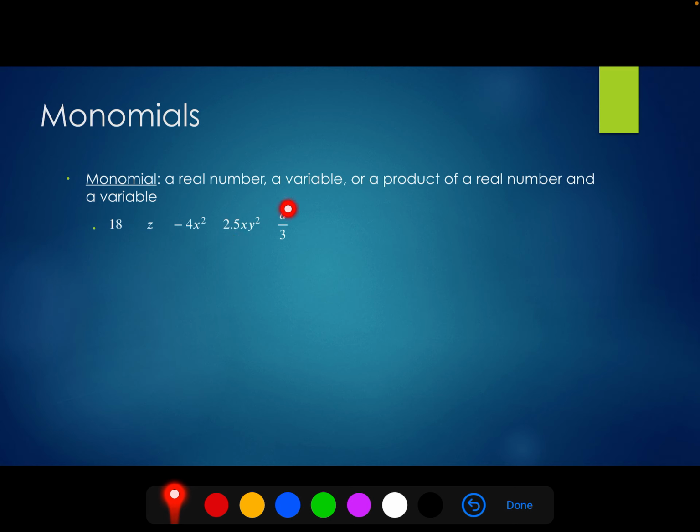Now here, we have a variable and a real number. We could rewrite this term as 1/3 times a. So once again, we have a product of a real number, 1/3, and a variable a.